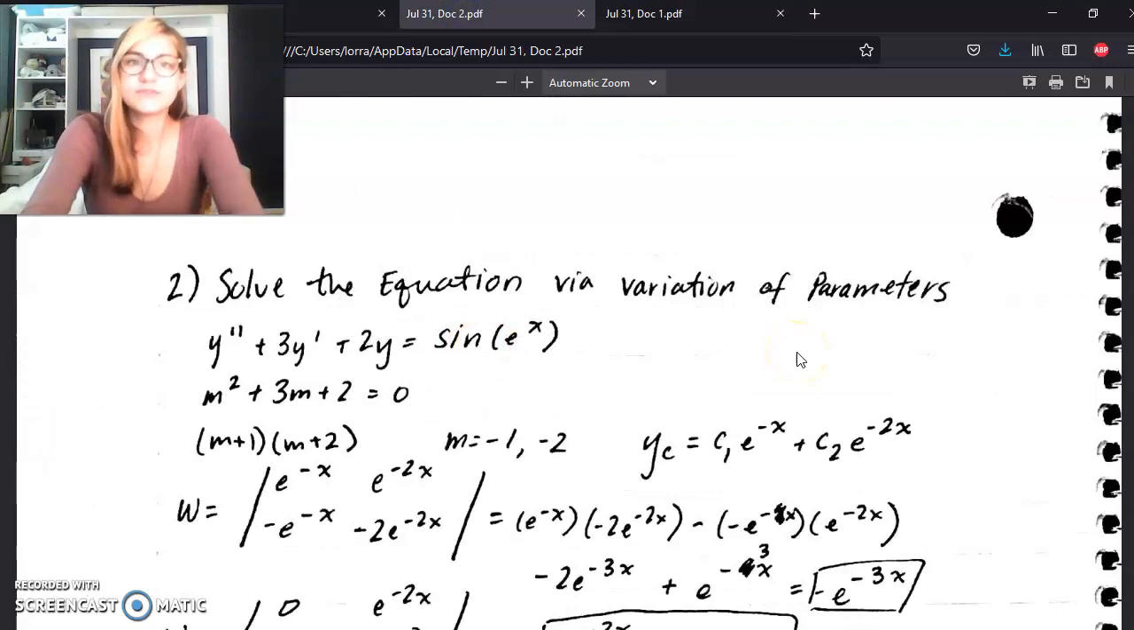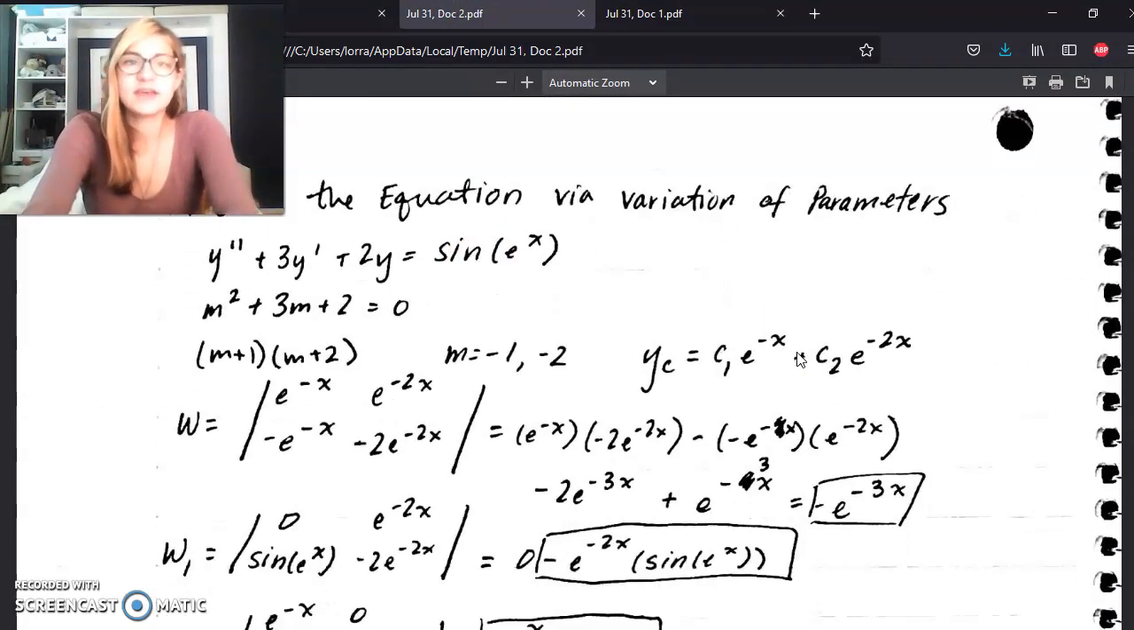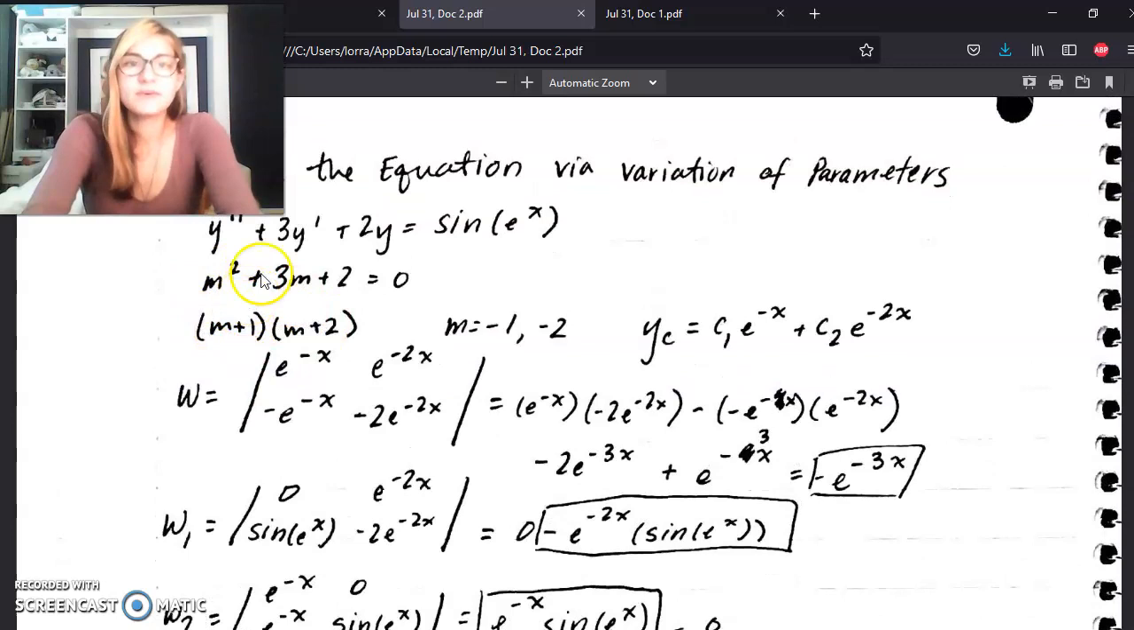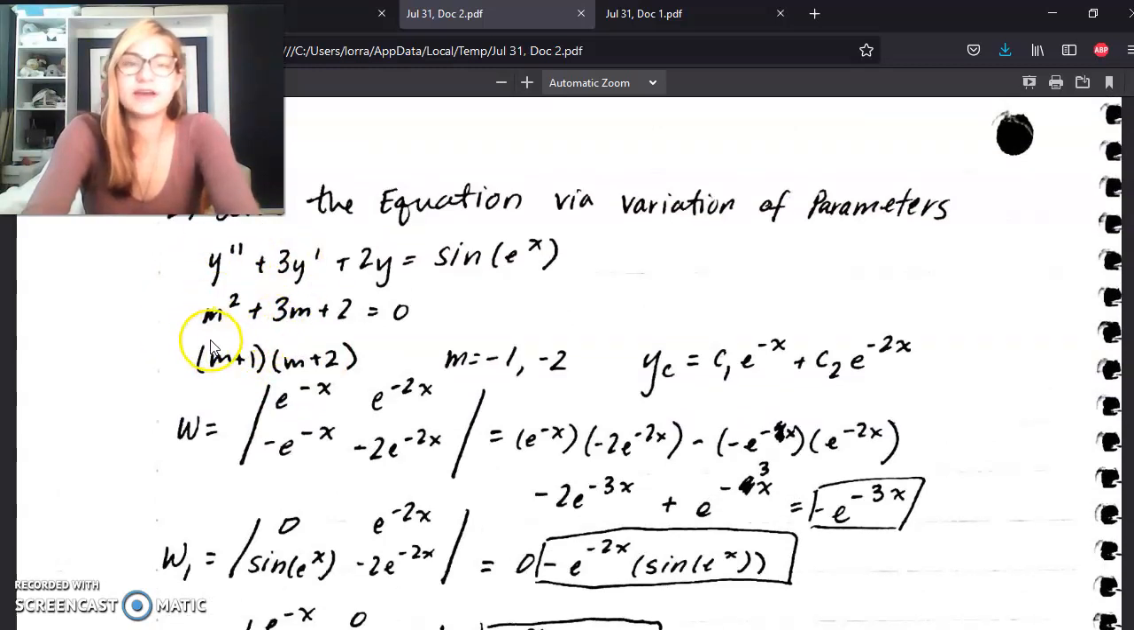Problem 2 was to solve the equation via variation of parameters. And so we have y double prime plus 3y prime plus 2y is equal to sine e to the x. So first we have to find the complementary solution, which you do by substituting m squared in for y double prime, 3m for 3y prime, and then 2 for 2y. And you set this equal to 0 to solve for the homogeneous case first.